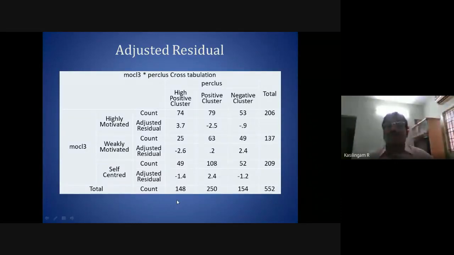You have to ignore this one, because we have concluded that highly positive is associated with highly motivated, which means that row and that column you should ignore. Only the remaining four you have to see. So in the remaining four, weakly motivated is associated with negative, then self-centered is associated with positive. So it is going along with the same as the column percentage.